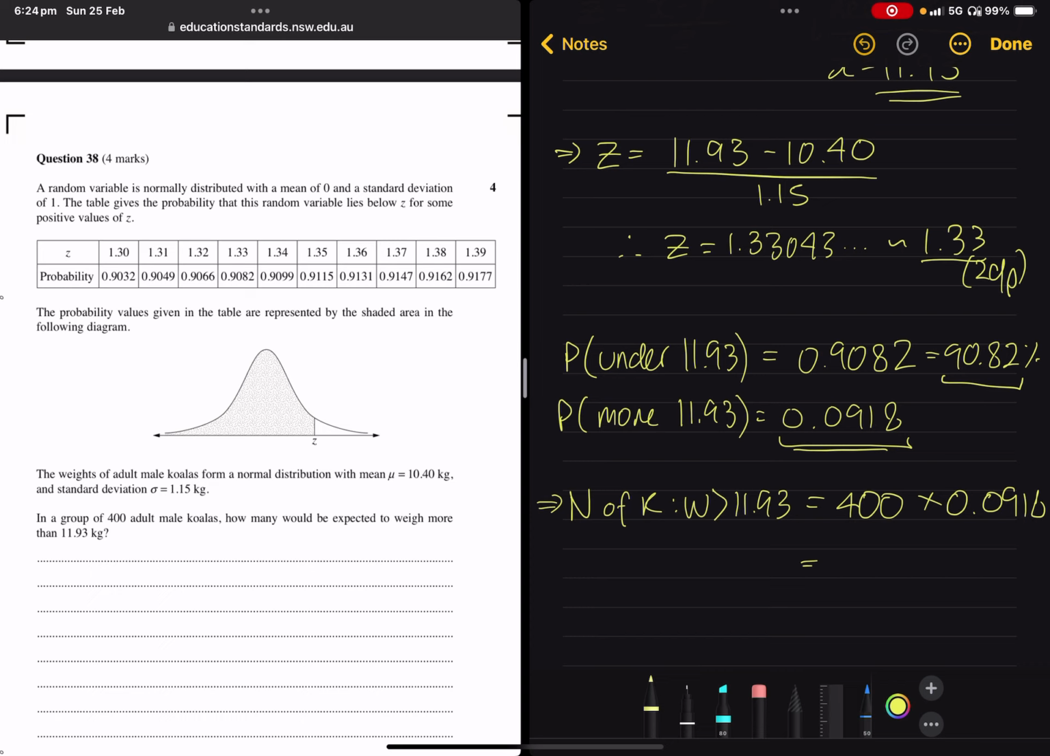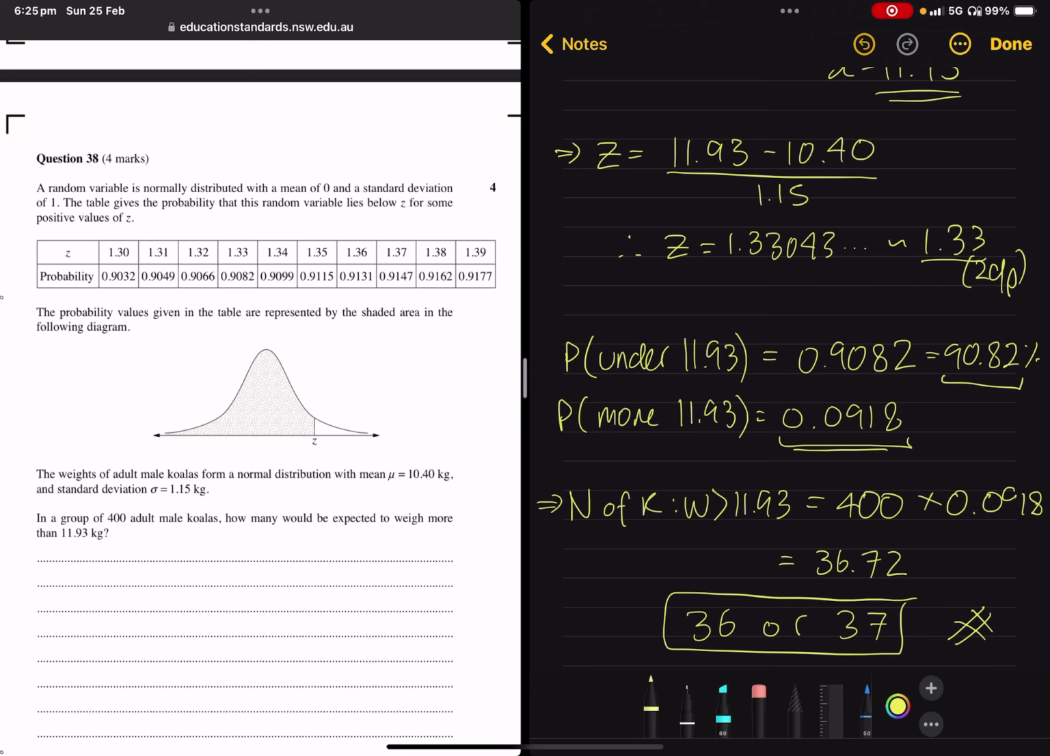So the answer has to be a little under 40. So 400 times 0.0918. Oh, sorry, this is not a 6. This is an 8. This is 0.0918. Let me correct this. On my calculator, this is 36.72. So 36 or 37 are two of the closest whole numbers. So these are the likely possible answers.